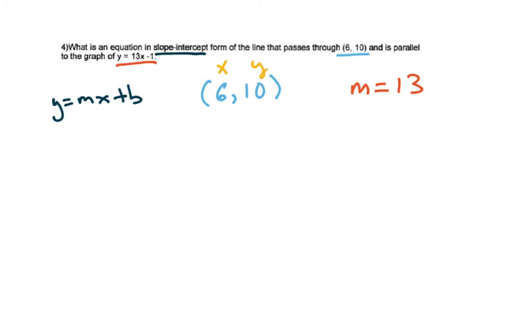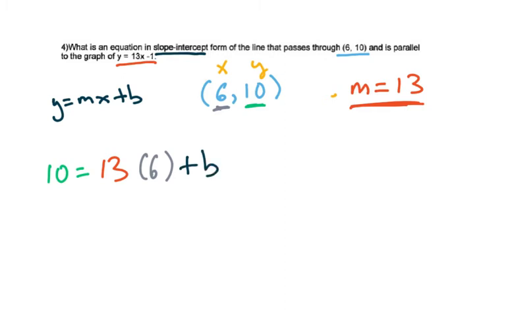So I'm just going to put it all together. So 10 equals, let's see here, m, which is 13. So 13 times x. I'll do x in gray. x is 6, plus b.